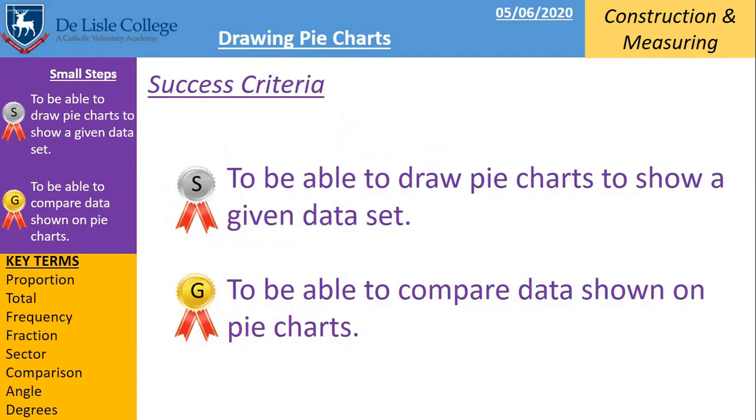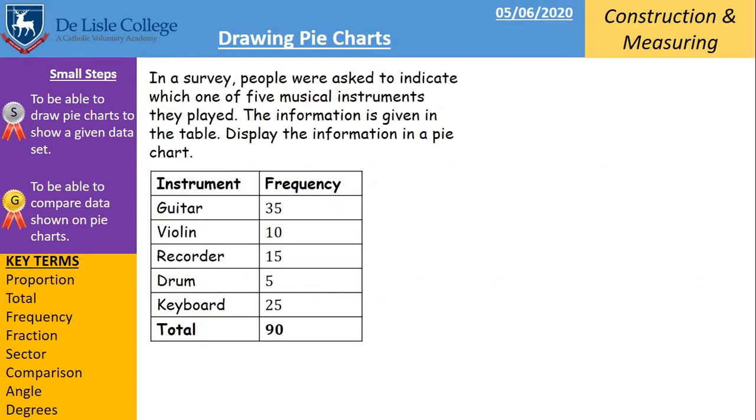So today we're going to be able to draw a pie chart to show a given data set and be able to compare data shown on pie charts. So first up, we're going to have an example of how to draw a pie chart. So in a survey, people are asked to indicate which one of 5 musical instruments they played. The information is given in a table and we're going to then display this information in a pie chart.